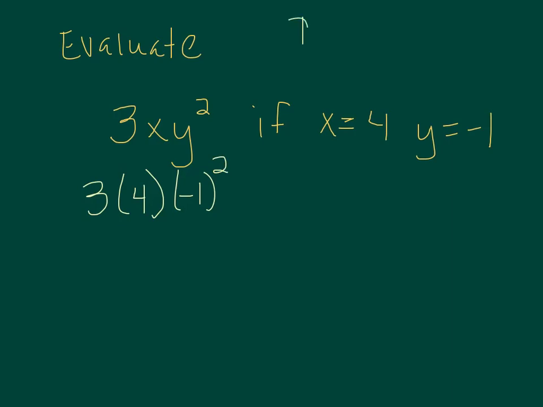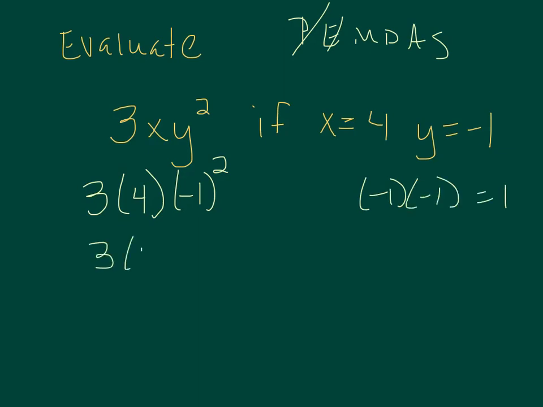Okay. So remember your order of operations. Parentheses, there's no parentheses. There's exponents, so negative 1 to the second power, again, is negative 1 times negative 1, which is 1. So 3 times 4 times 1. 3 times 4 is 12, times 1 is 12. So the answer is 12. All right, there's multiplying exponents.